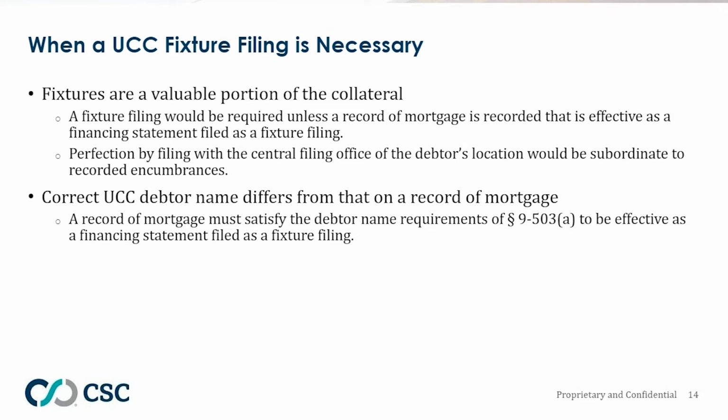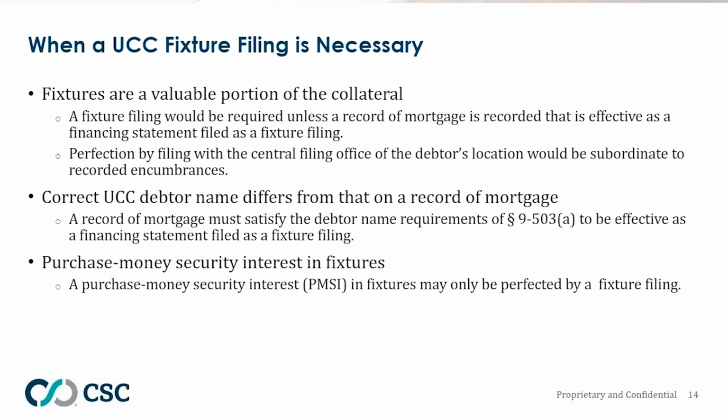Another reason to file a fixture filing, even if a record of mortgage is recorded, is that the correct debtor name required by a UCC record may be different than that required under real property law for a record of mortgage. And if the record of mortgage doesn't satisfy the Article 9 requirements for a UCC financing statement, then it arguably isn't effective as a fixture filing. So that's a good time to file a fixture filing to protect against the name differences.